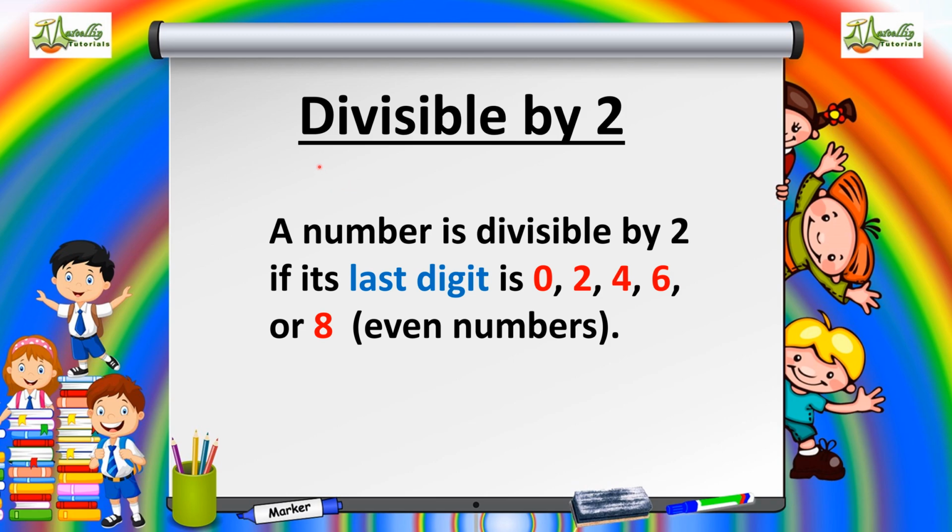Let's take up divisible by 2. A number is divisible by 2 if its last digit is 0, 2, 4, 6, or 8. You call these numbers as even numbers.